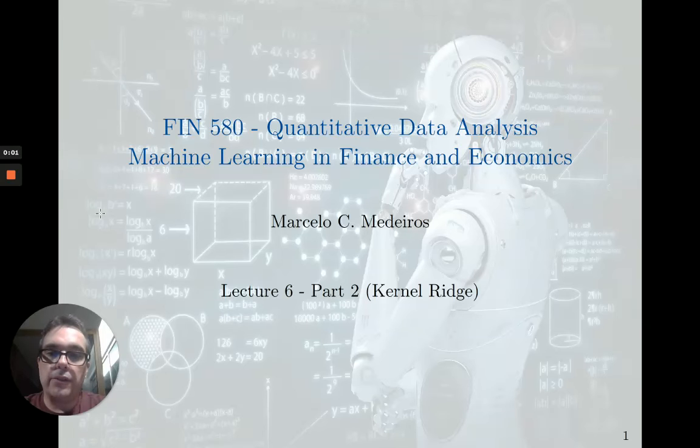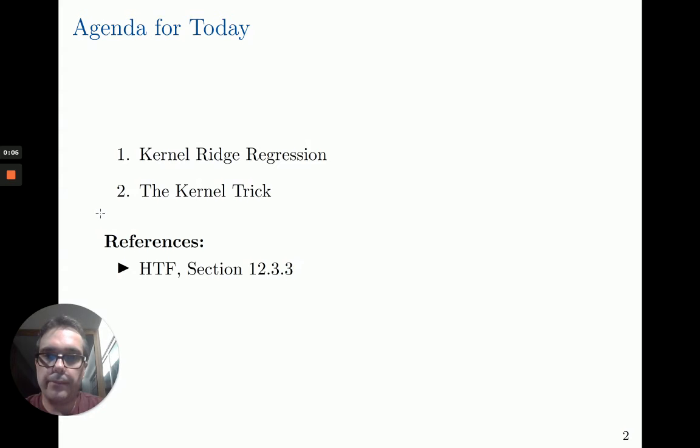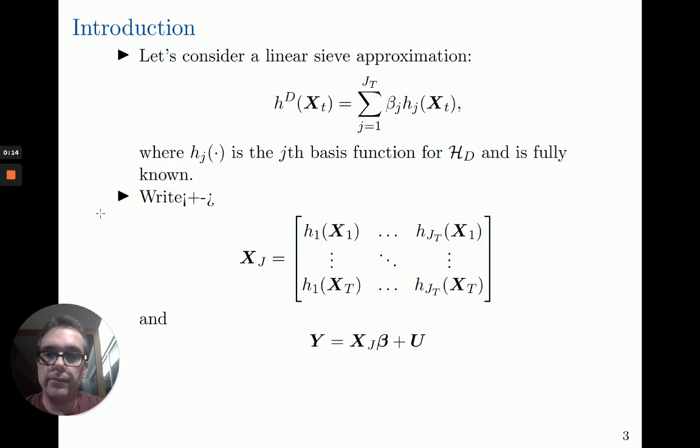Okay, that's the second part of our lecture 6, and we are going to talk about kernel ridge regression and the kernel trick. The reference is our book, chapter 12.